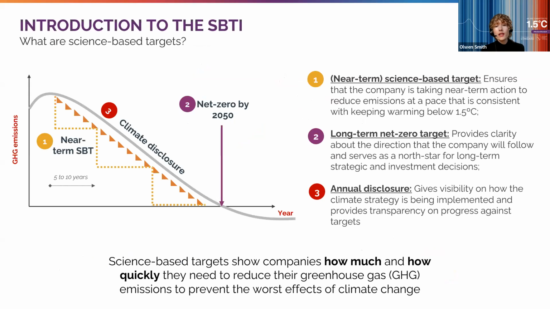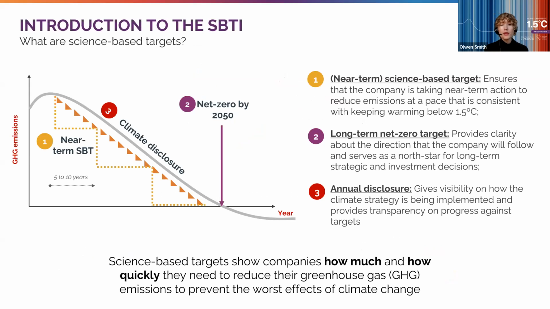Science-based targets provide a clearly defined pathway for companies and financial institutions to reduce their GHG emissions in line with what the latest climate science says we need if we're to limit warming to 1.5 degrees. So putting it simply, science-based targets help companies to determine how much and how fast they need to reduce their emissions to prevent the worst effects of climate change.